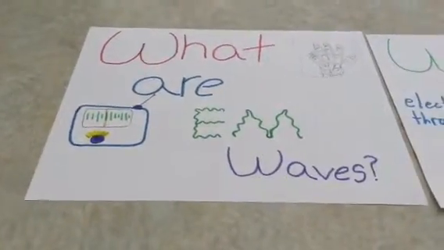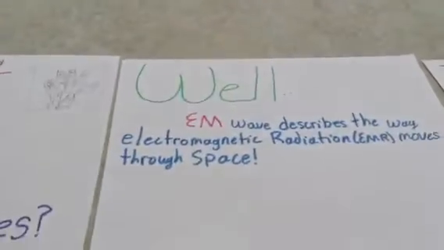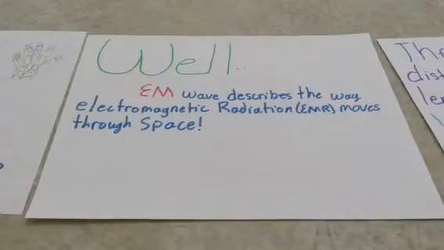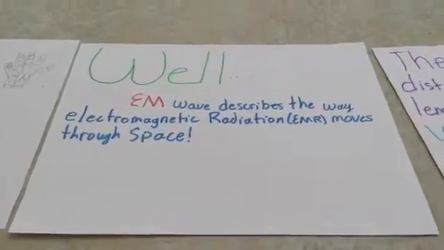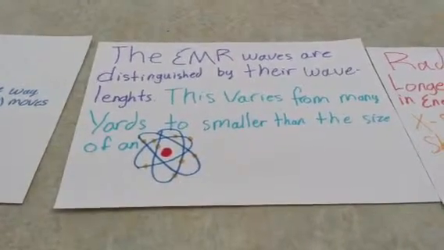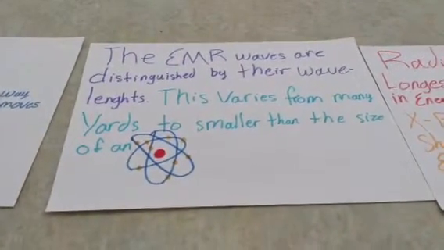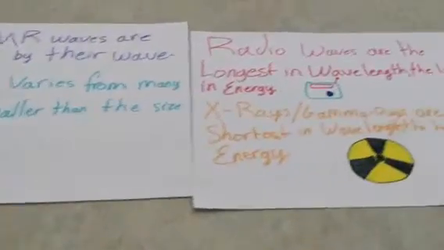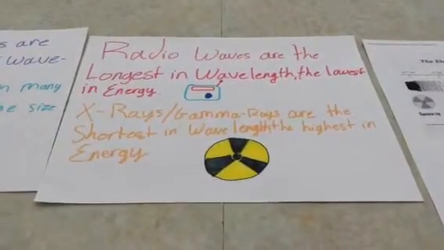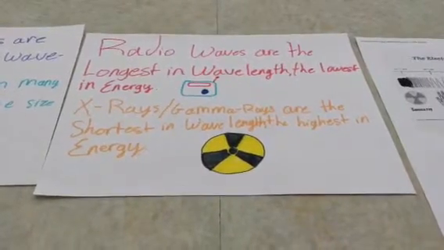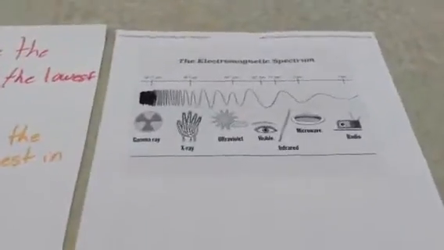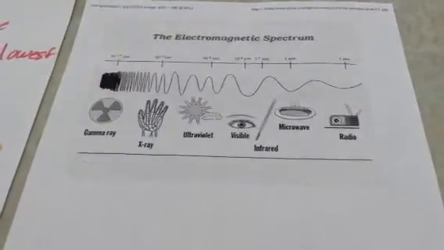What are electromagnetic waves? Well, EM wave describes the way electromagnetic radiation, EMR, moves through space. The EMR waves are distinguished by their wavelengths. This varies from many yards to smaller than the size of an atom. Radio waves are the longest in wavelength, the lowest in energy. X-rays and gamma rays are the shortest in wavelength, the highest in energy. This is the full electromagnetic spectrum.